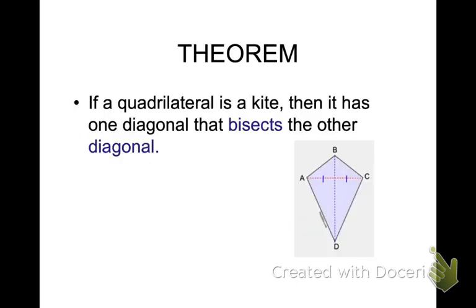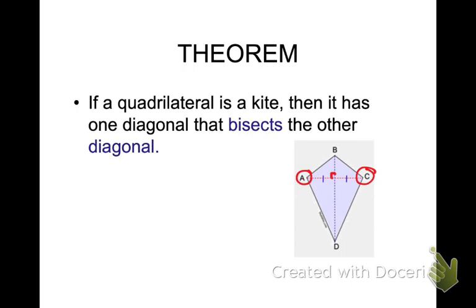All right. Another theorem for kites. If a quadrilateral is a kite, then it has one diagonal that bisects the other diagonal. So only one of the diagonals will be cut in half. Usually it's the shorter one, but it's going to be the diagonal that's connecting the two congruent angles. So A and C are congruent here. So if you kind of think about folding it on diagonal BD, it should lie on top of each other.